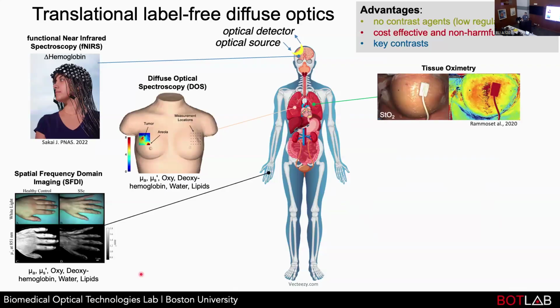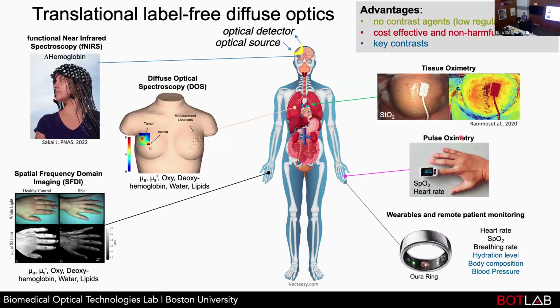Tissue oximetry. There are commercial devices that you can buy, like this one from Bioptics, where you can put it on a skin flap. This is on the breast, and it tells you how oxygenated or perfused that skin flap is that's been surgically implanted. Pulse oximetry, which I mentioned, and then wearables and remote patient monitoring. These devices can currently measure things like your heart rate, SpO2, breathing rate, and in the future may be able to measure other things like your hydration level, body composition, meaning how much lipid and water you have in your body, as well as blood pressure. And there's the Oura ring as an example of that.